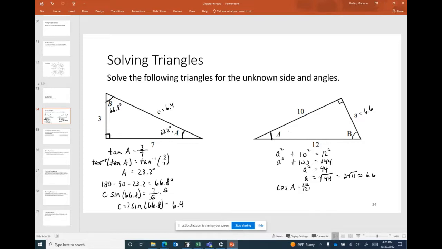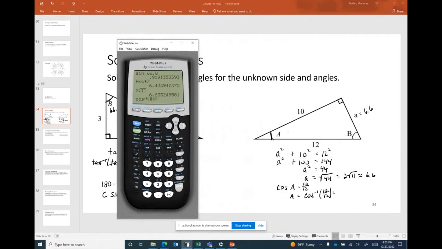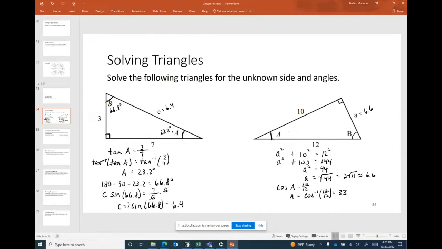So we need to take the inverse cosine of both sides to undo the cosine on the left. So then A is going to be equal to the inverse cosine of 10/12, which is inverse cosine 10 divided by 12, 33.6 when we round up degrees. All right, so there's A, 33.6. What is B?